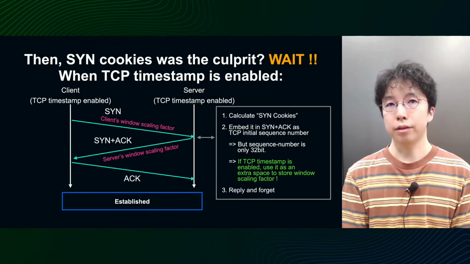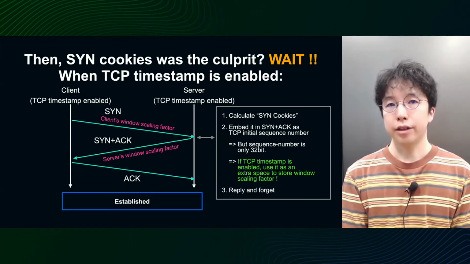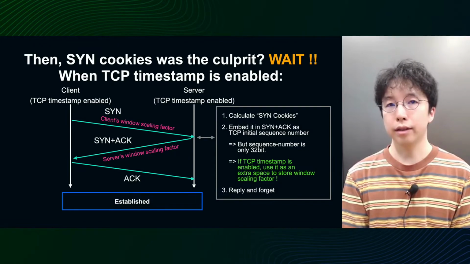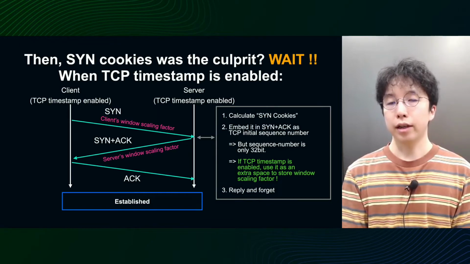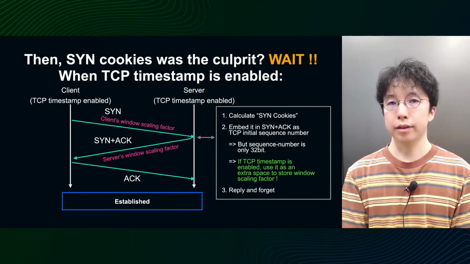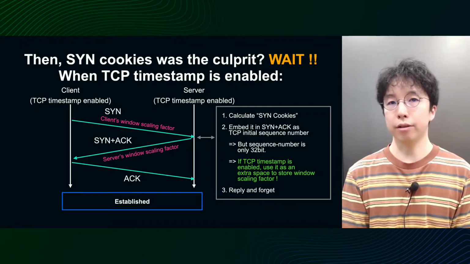TCP throughput degradation in SYN cookies is caused by the fact that window scaling cannot be used because there is no space to embed the window scaling factor. In fact, the Linux kernel has a mechanism to embed a window scaling factor using the extra timestamp field if TCP timestamp is enabled. And in our environment, TCP timestamp is enabled by default. So it was unlikely that the throughput degradation we saw earlier was occurring.